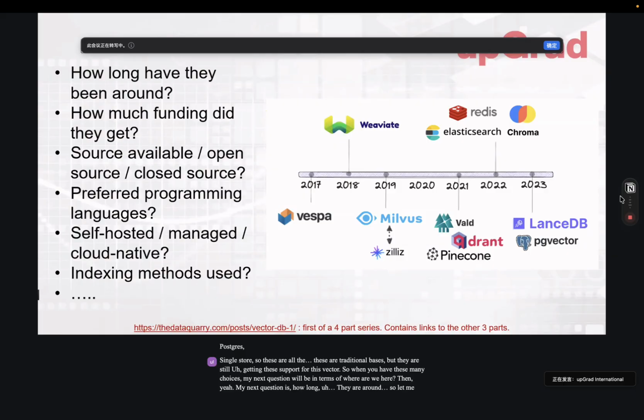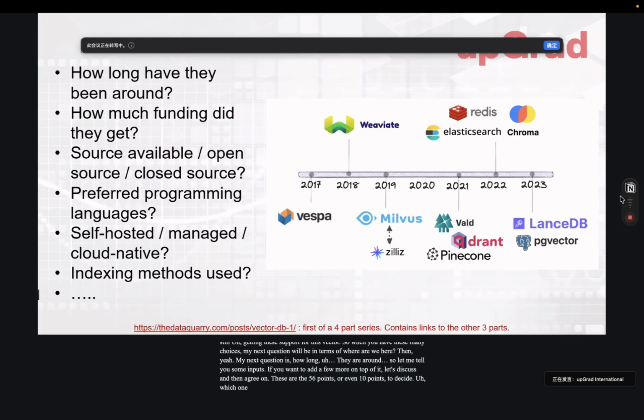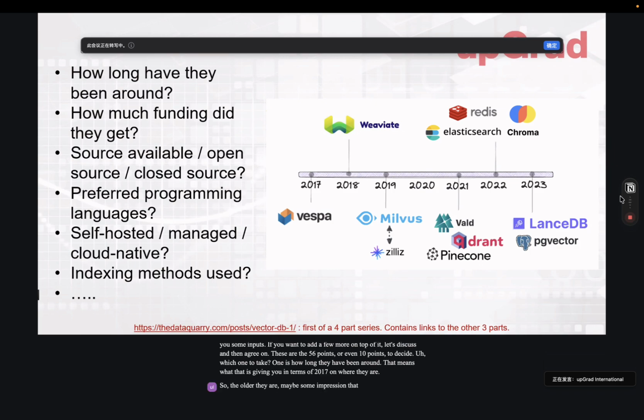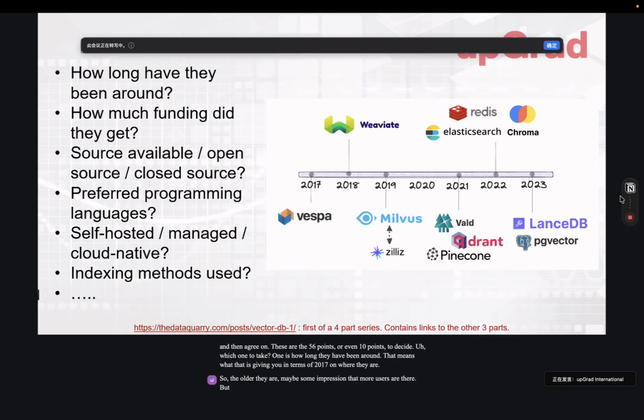So let me tell you some inputs. If you want to add a few more on top of it, let's discuss and then agree. These are the 5-6 points, or even 10 points, to decide which one to take. One is how long they have been around, that means since 2017 onward. The older they are, maybe there's an impression that more users are there, but it depends on who is funding also.